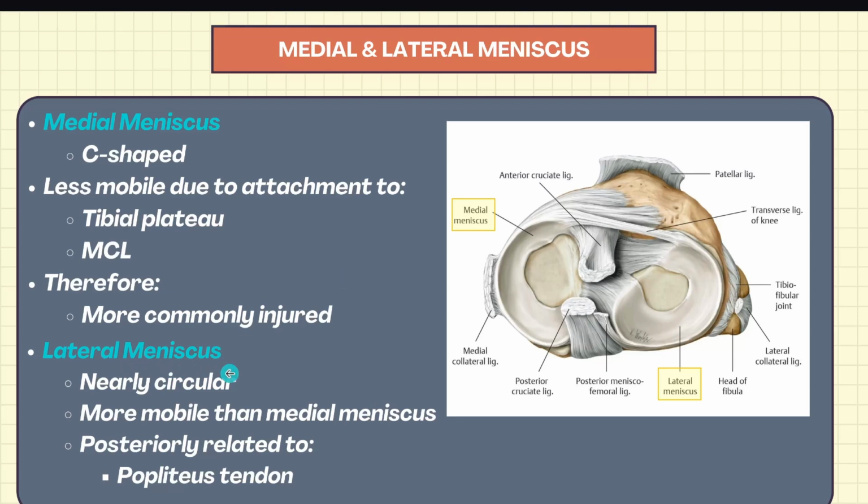However, the lateral meniscus is more circular. It's not really a C shape. It's about to be a full circle. And it's more mobile than the medial meniscus. Posteriorly, it's related to the popliteus tendon.